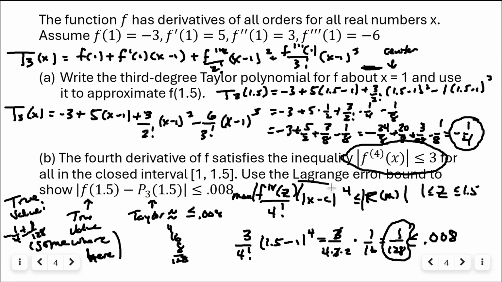That's what this error bound is doing. All right, it's not telling you the actual error. It's just telling you about how far off you are, or what's the maximum off you are, plus or minus. All right, let's try one more.